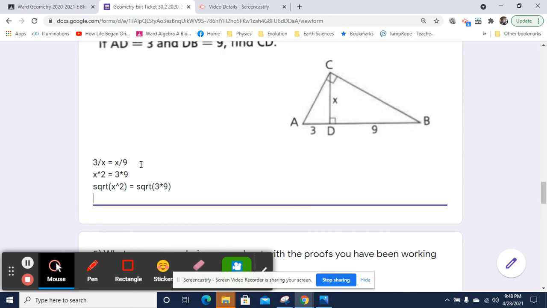Now, the square root of x squared is just x, and the square root of 3 times 9 is going to be 3 square root of 3. And that's, of course, going to be plus or minus. Okay, and now we are done with that.